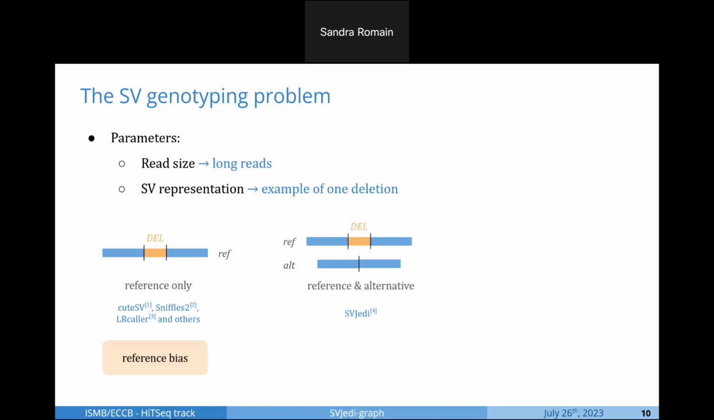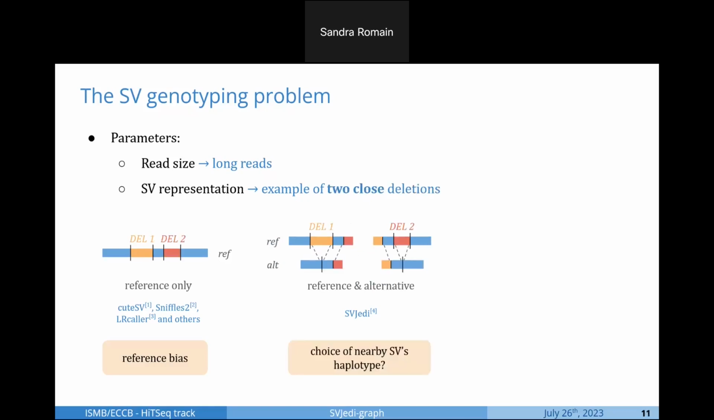As I said, it gets rid of the reference bias, but it shows limitations when we are dealing with close structural variants. As here, we have to choose the haplotype to consider for the nearby SV when we represent the alternative allele. A way to overcome both of these limitations is to use a variation graph to represent the structural variants. Methods to genotype SVs using such a variation graph already exist for short-read genotyping, but to our knowledge, none exist for long-read genotyping.